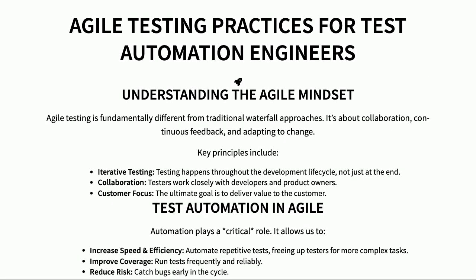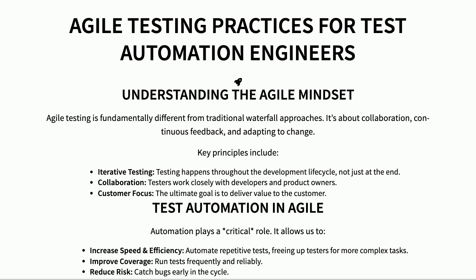Okay, let's talk about how Agile testing changes things for test automation engineers. At its core, Agile is all about working closely with developers and prioritizing delivering value to the customer quickly. We don't just test at the end of a project, we integrate testing throughout the entire development process. Automation is key here. It helps us run tests more frequently and efficiently, allowing us to find bugs early on.